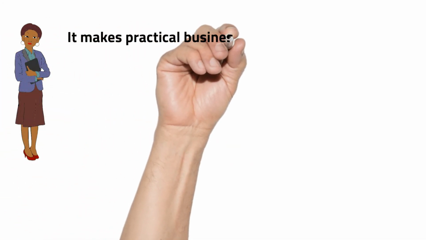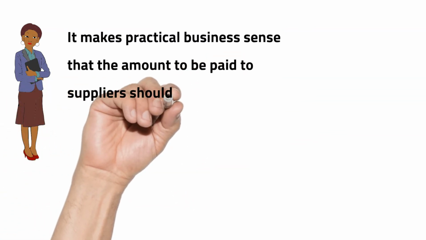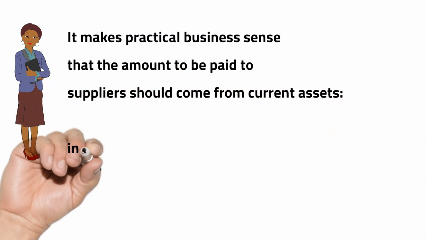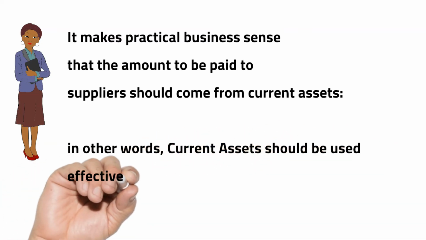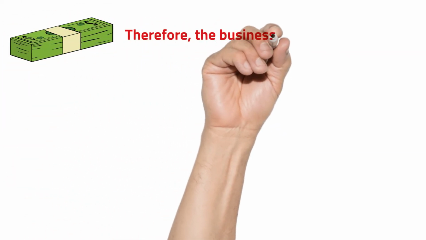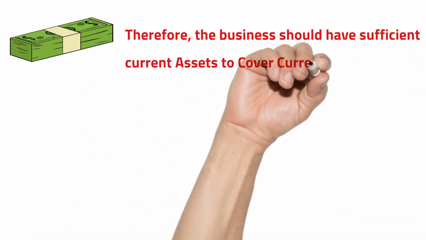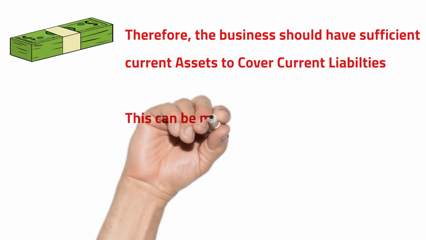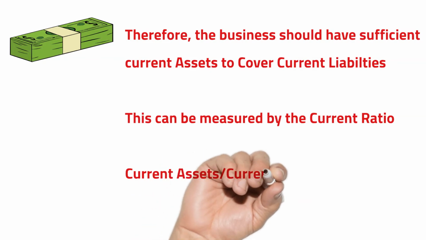It makes practical business sense that the amount to be paid to suppliers should come from current assets. In other words, current assets should be used effectively to pay for current liabilities. Therefore, the business should have sufficient current assets to cover current liabilities. This can be measured by the current ratio, current assets divided by current liabilities.